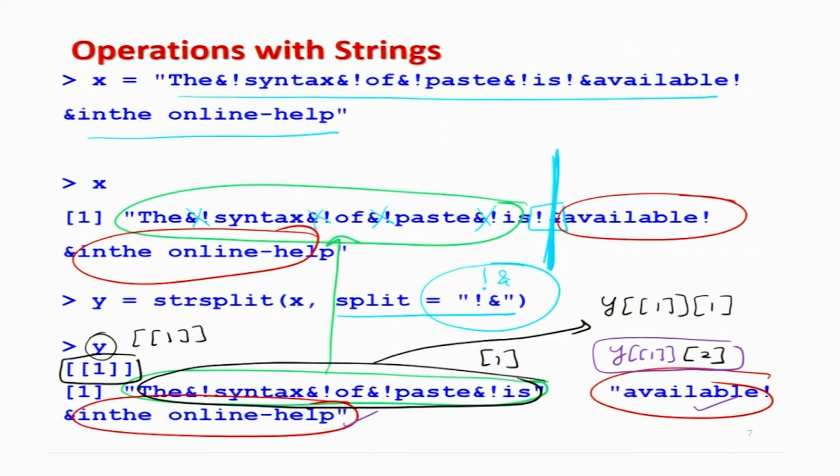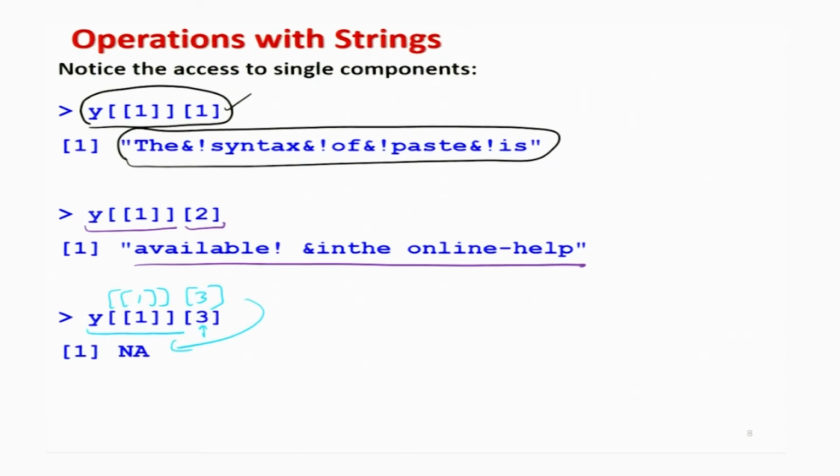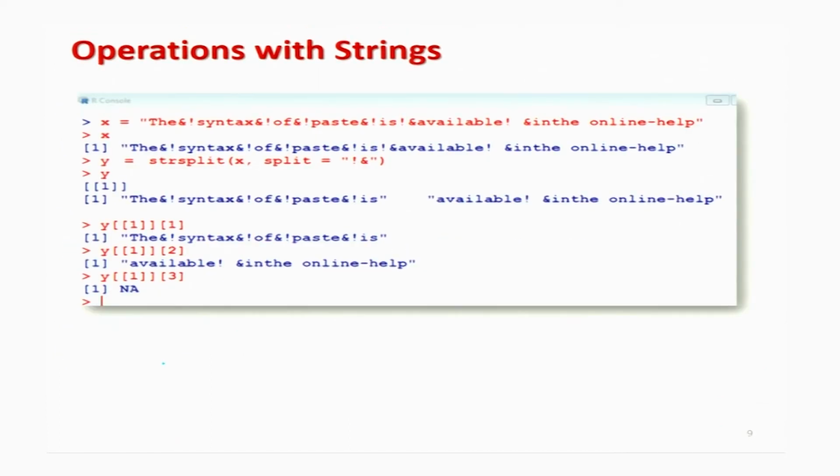If you try to see here, there are only two partitions. This is the partition number 1 and this is the partition number 2. So there is no third partition. So it is giving you here NA, right? And this is the same outcome which you can see here in this screenshot.